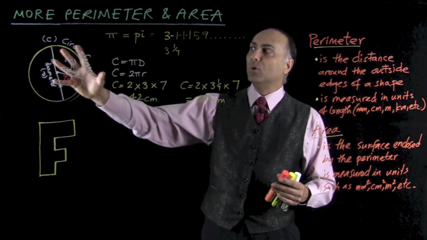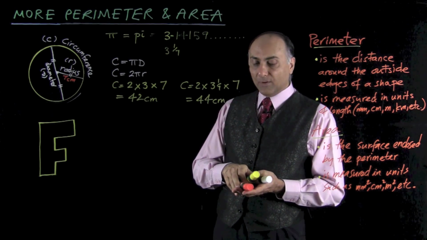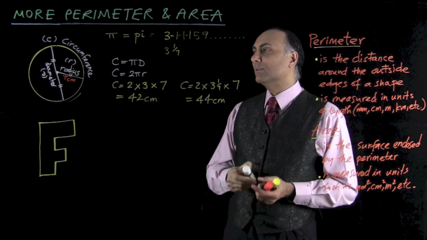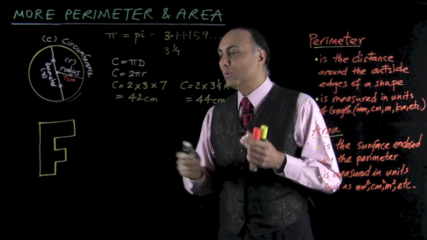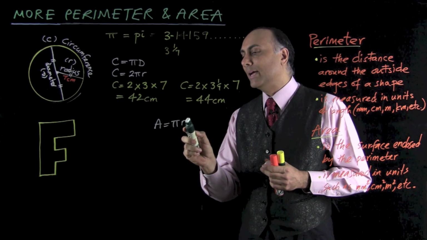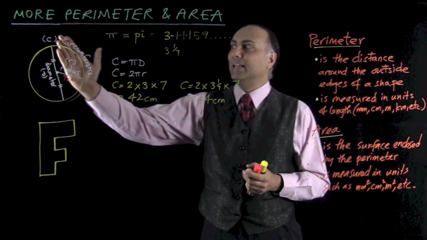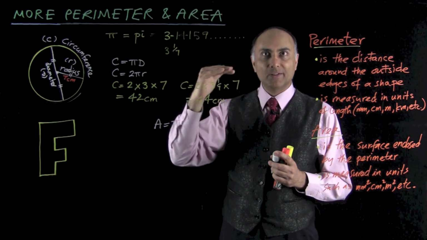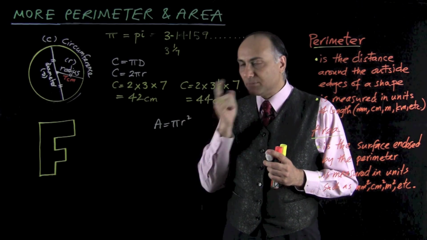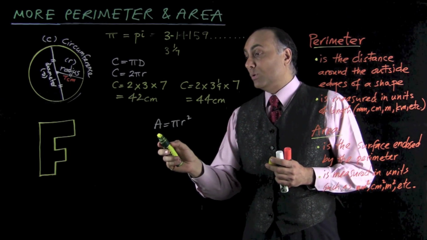So let's go now on to the area of any circle. The formula for the area of any circle is A for area equals pi r squared. So remember, if you're given the diameter of a circle, that's no problem. You halve it to get the radius, and then you substitute into this formula. And then it would look like this.